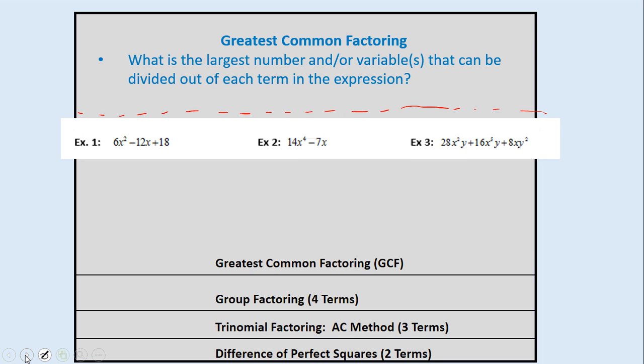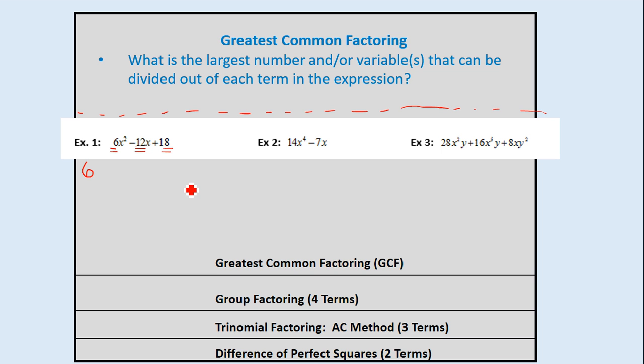Those 3 examples look like this: example 1, example 2, and example 3. What we need to do for each of these is factor them, or undistribute essentially, using greatest common factor. So for example 1 here, I have 3 terms: a 6x squared, a negative 12x, and an 18. I need to ask myself, what is the largest number or variables, or both, that can be divided out of each term in that expression? If I look just at the numbers first, I have a 6, a negative 12, and an 18. What's the largest number I could divide out of all 3 of those terms? I could divide all of those numbers by a 6.